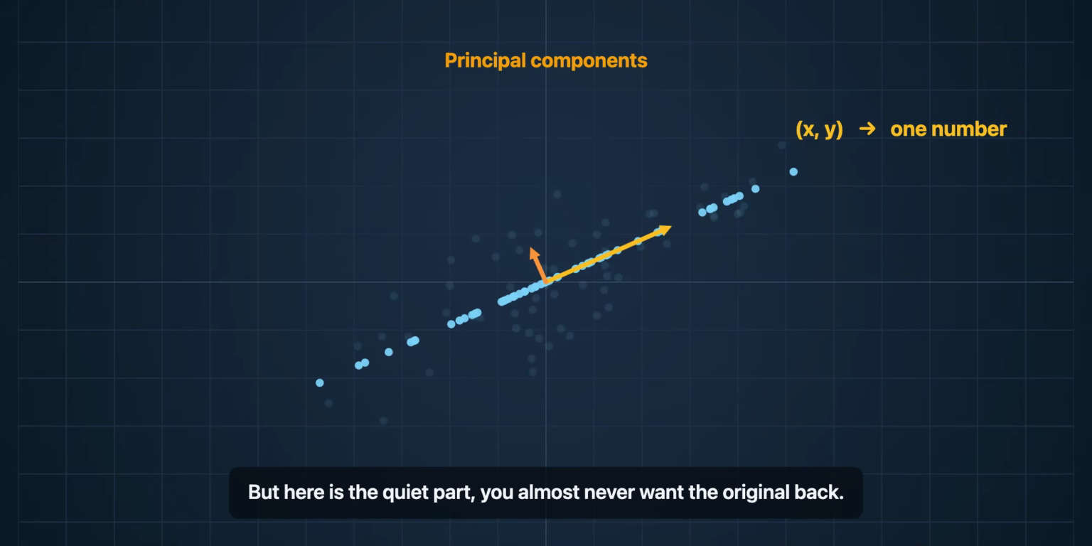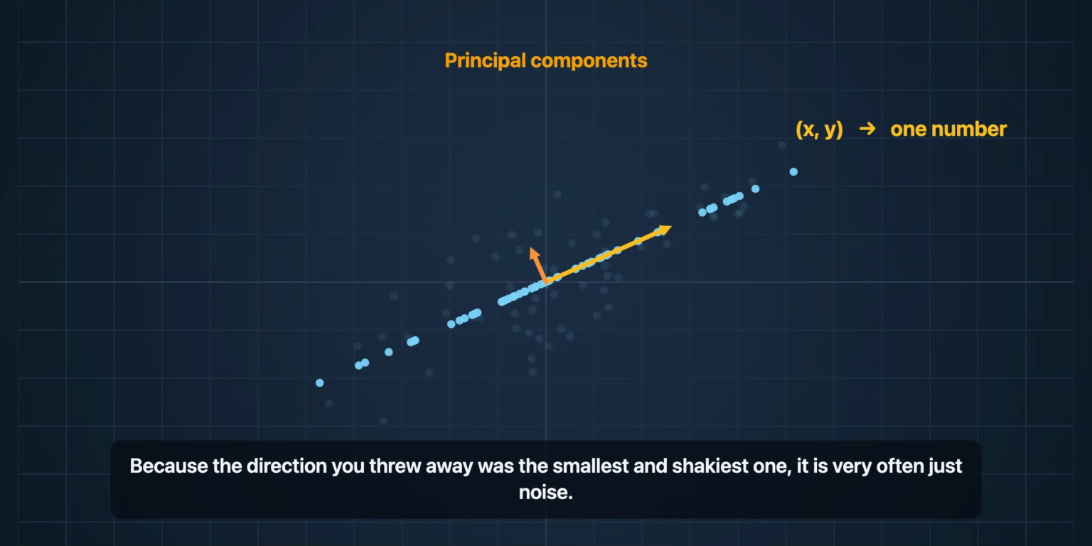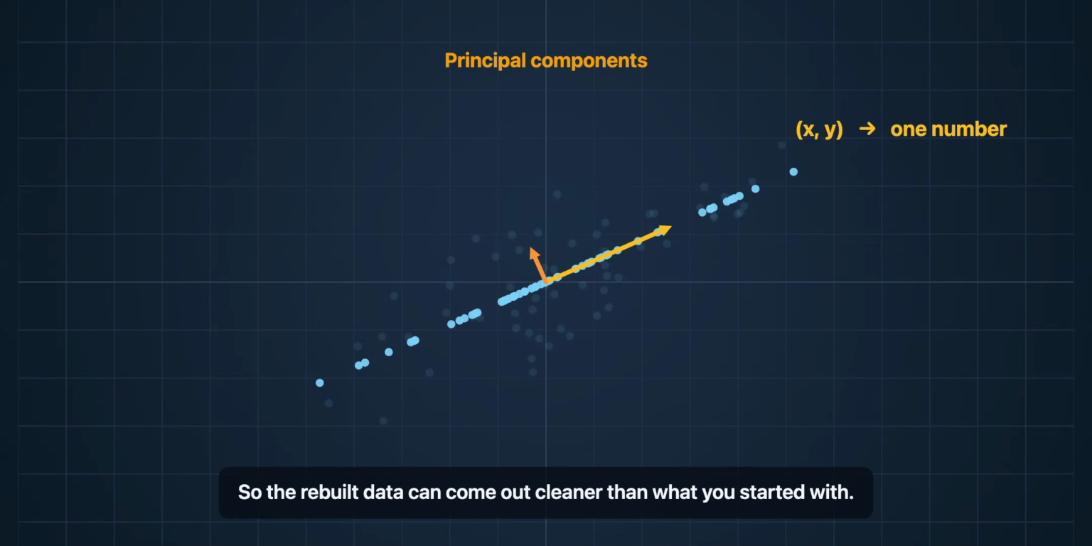But here's the quiet part. You almost never want the original back. Because the direction you threw away was the smallest and shakiest one, it is very often just noise. So the rebuilt data can come out cleaner than what you started with. You did not only shrink the data, you quietly stripped some of its noise.